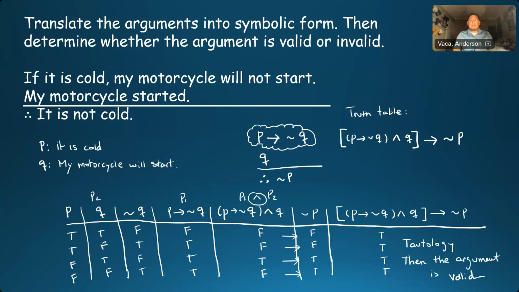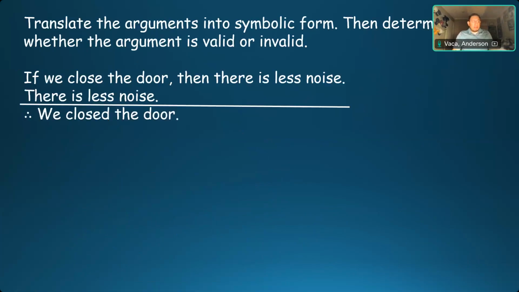Let's go ahead and do one more example. We have the following argument here. If we close the door, then there is less noise. There is less noise. We close the door. The conclusion is that we close the door.